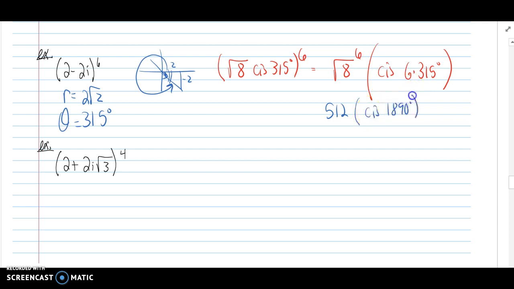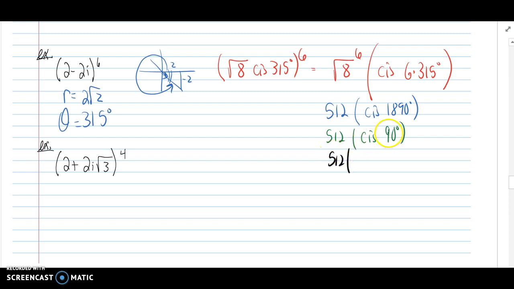Cis 1890. Obviously a huge number, so we can subtract 360 and keep unwinding it, minus 360, minus 360, and eventually get it into a coterminal angle that's much smaller. It would reduce all the way down to 90 degrees. So from here we can go closer to our answer.